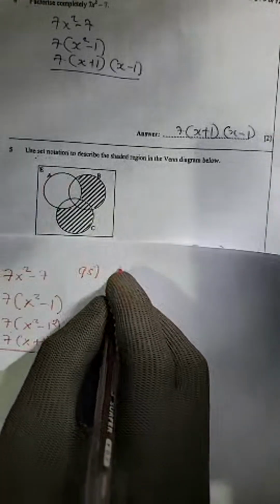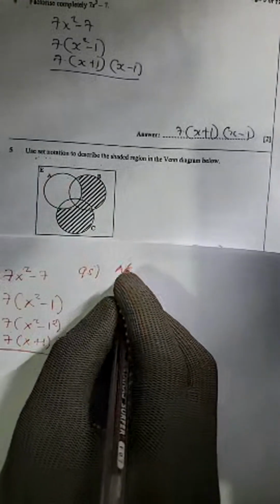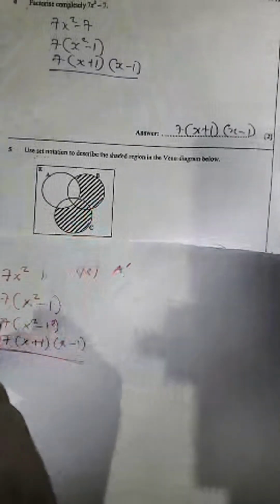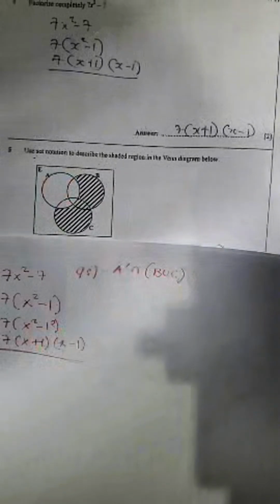So we know that we have A complement, because it is not shaded. Then what is shaded? What is shaded is B union C. B and C are shaded. So you can just say A complement intersect, in bracket, B union C. That's what is shaded. It is as simple as this.